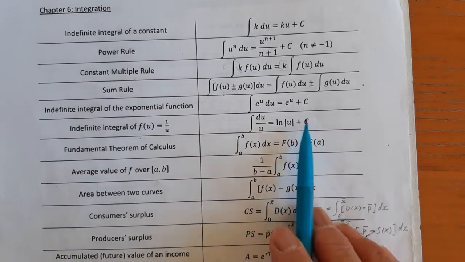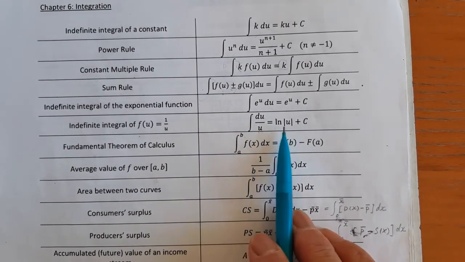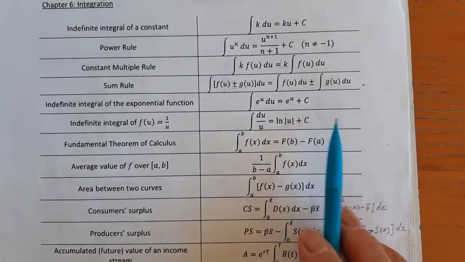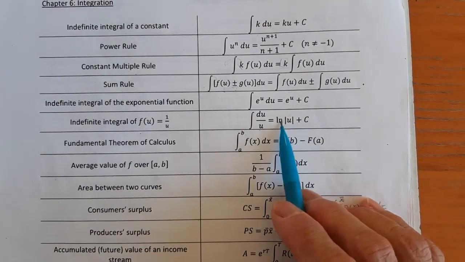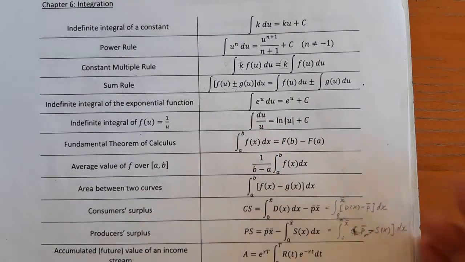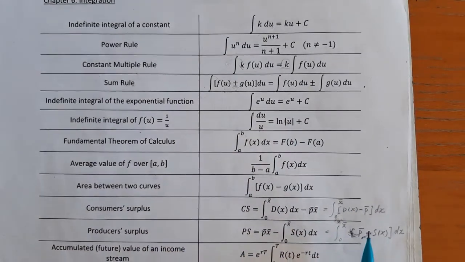The derivative of ln u is 1 over u. So the integral of 1 over u is ln of absolute value of u plus c. Here u has to have an absolute value, because for the ln function the input needs to be positive. If u is negative, you have to change it to positive. So we put the absolute value.